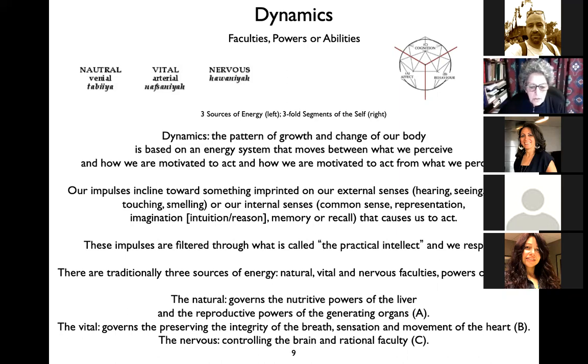Okay. So the natural governs the nutritive powers of the liver. It's basically our digestive system and our reproductive system. The vital governs preserving the integrity of the breath, sensation, and movement of the heart. And the nervous system controls the brain and the rational faculties.